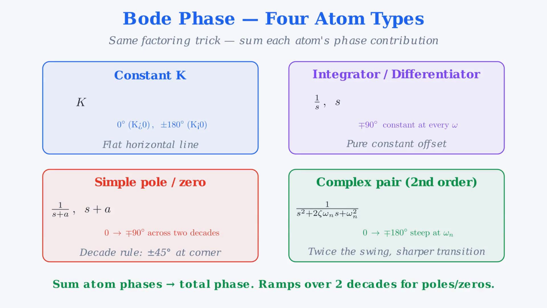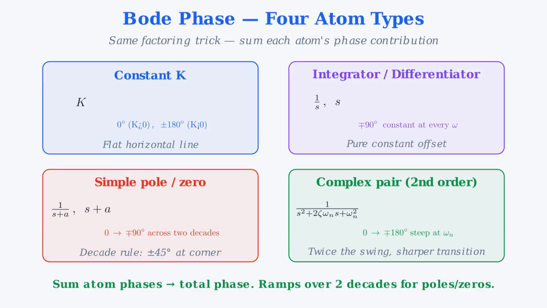Pure constant offsets. Simple pole 1 over s plus a: phase is 0 below the corner, minus 90 above the corner. The transition is smooth, centered at the corner. Simple zero s plus a: mirror image, 0 below, plus 90 above.